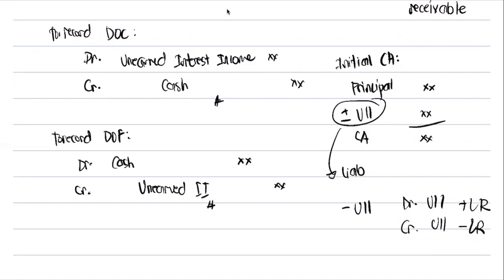So your unearned interest income is considered a liability. It is an element of liability. What's the normal balance of unearned interest income? Credit. If the balance is credit, then we have a reduction to your loans receivable. If we have a debit to your unearned interest income, then we have an increase on your loans receivable.